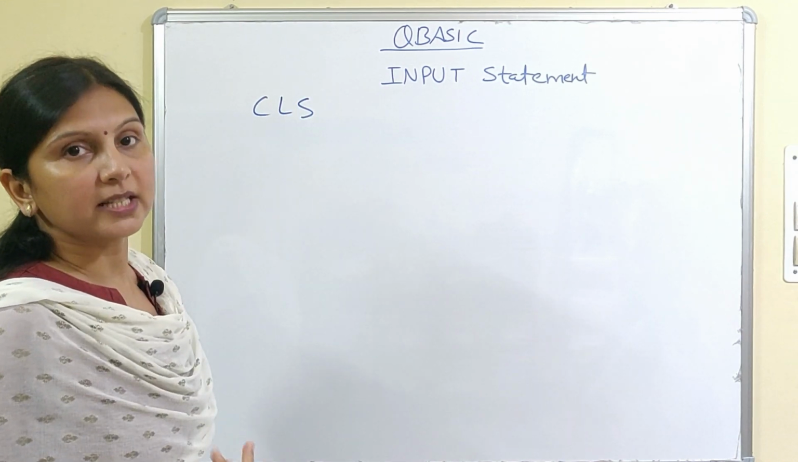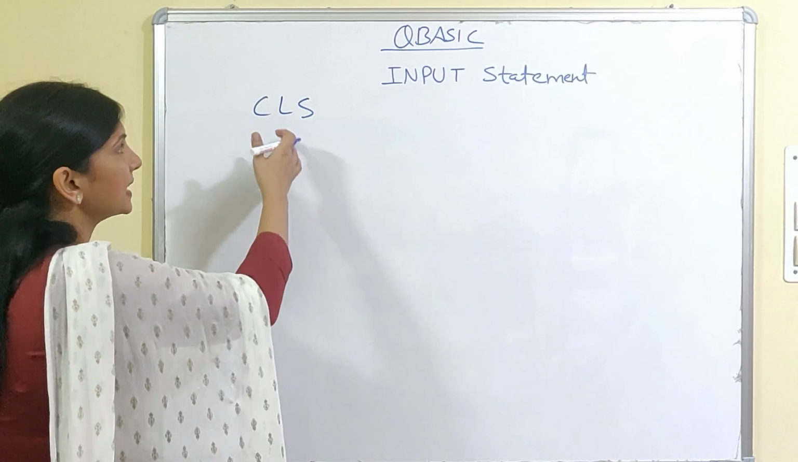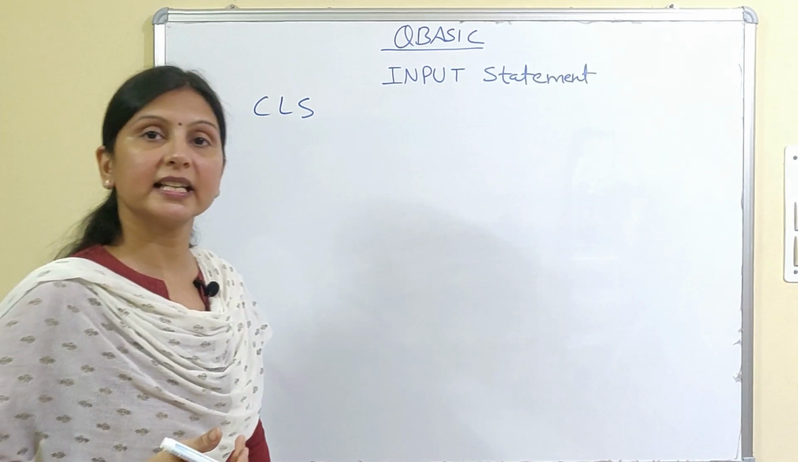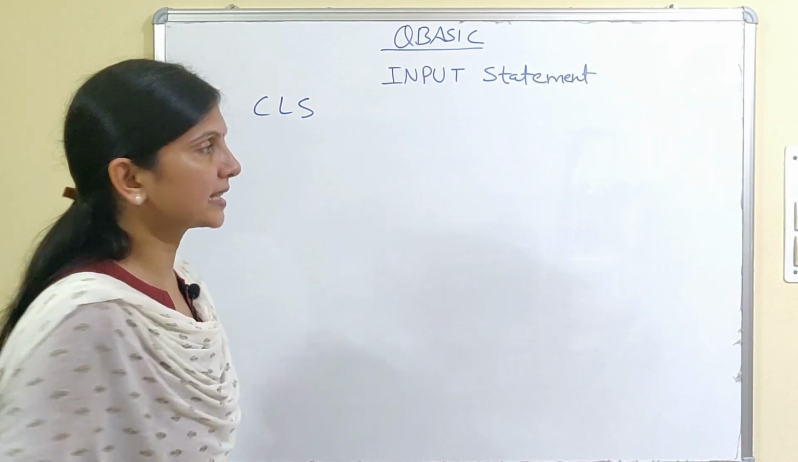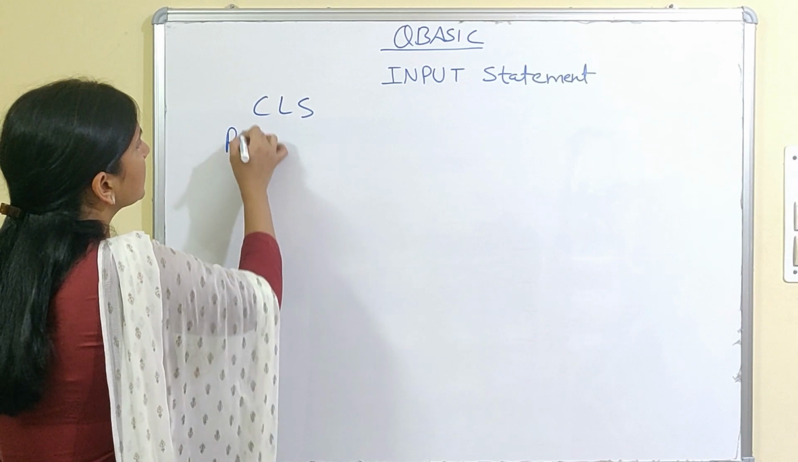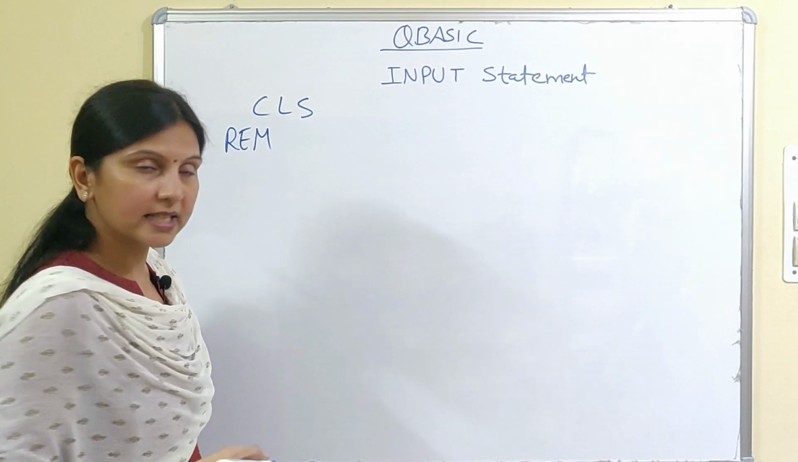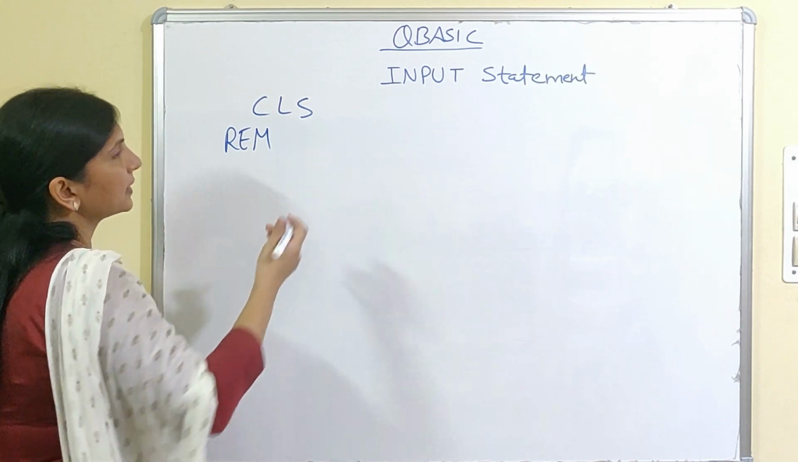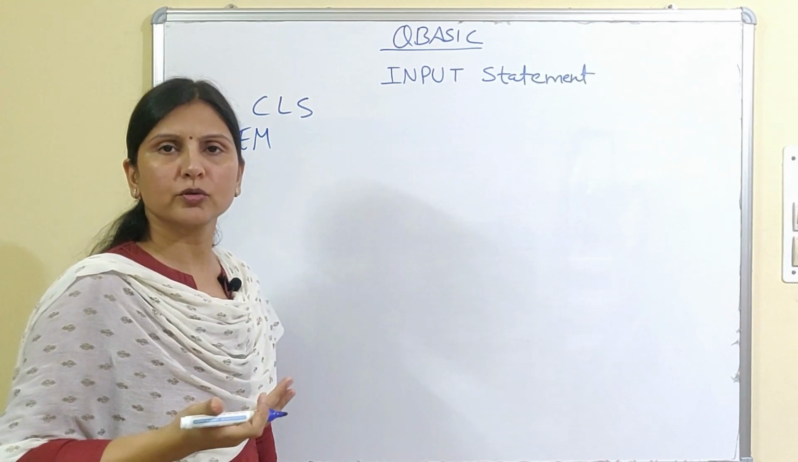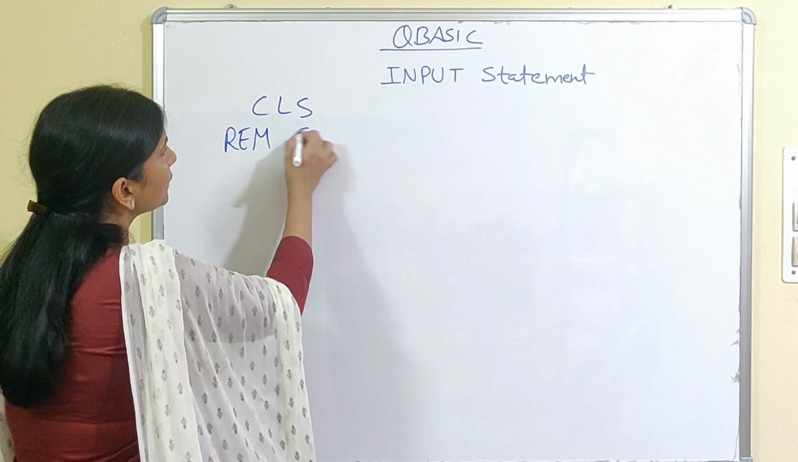Now how will you start? First statement: CLS is a command. What is the use of CLS? CLS is used to clear the screen. Then REM is a statement. And what is the use of REM? To give any remark to the program. So I am writing here: sum of two numbers.